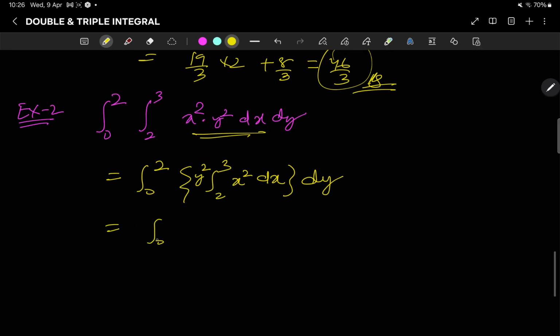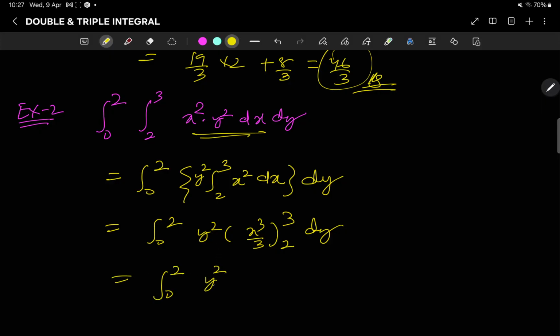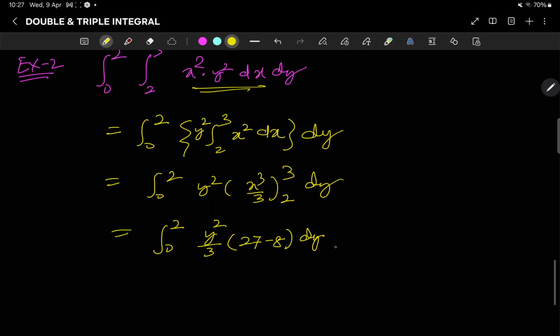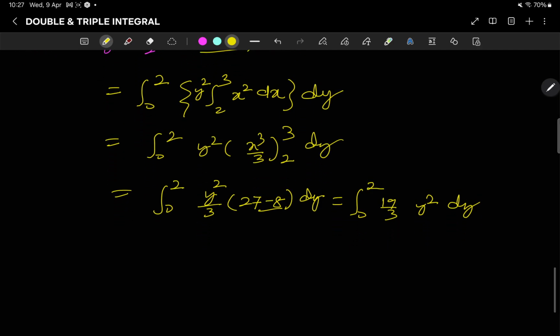So that is equal to integral 0 to 2, it is y square, x cube by 3 from 2 to 3, dy. So it will be integral 0 to 2, y square by 3 into (27 minus 8) dy. So it is 19. So this is equal to integral 0 to 2, 19 by 3 y square dy, and you evaluate it.